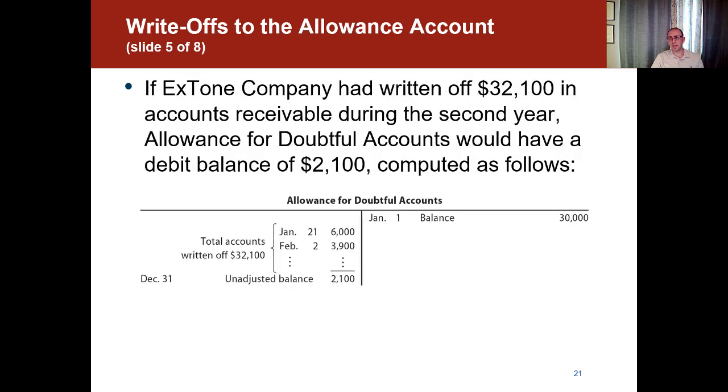If the Extone company has written off 32,100 in accounts receivable during the second year, allowance for doubtful accounts would have a debit balance of 2,100, and we'll see how it works. So we started with this balance that we created due to the adjusting entry, 30,000, and the amount of total write-offs was 32,100, including 6,000, the 3,900, and more. Since our write-offs were more than the beginning balance, we end up having a debit balance of 2,100 for the allowance for doubtful accounts.